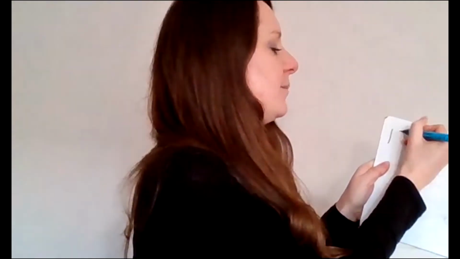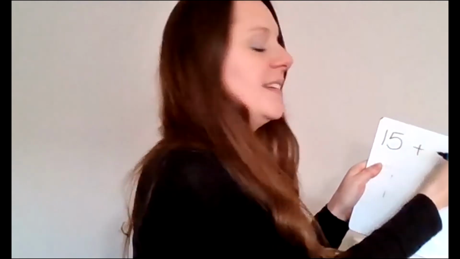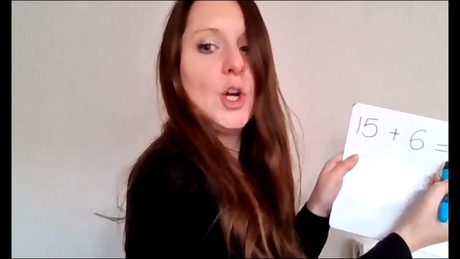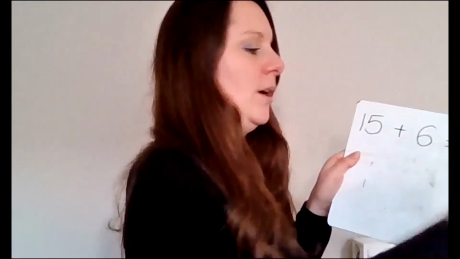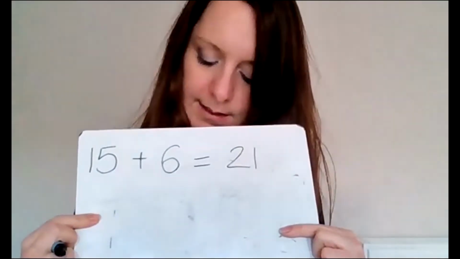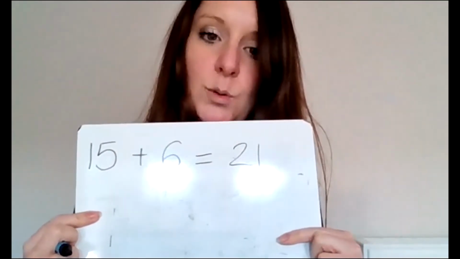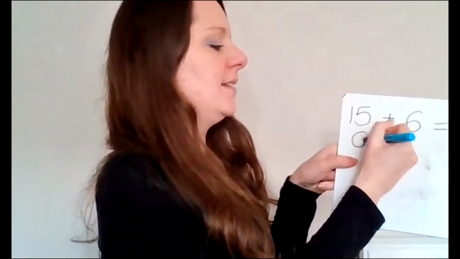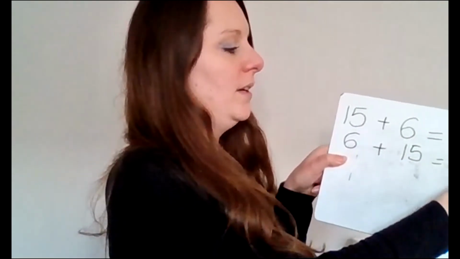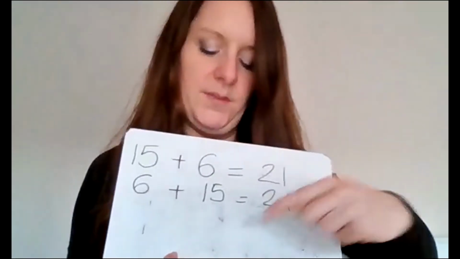So just the same way, I'm going to record my calculation. I've got 15 as my start number. I did 6 bounces, and all together in total there was 21. So 15 add 6 is the same as having 21. I can record it the other way. That's 6 add 15 is the same as 21. 6 plus 15 is the same as 21.